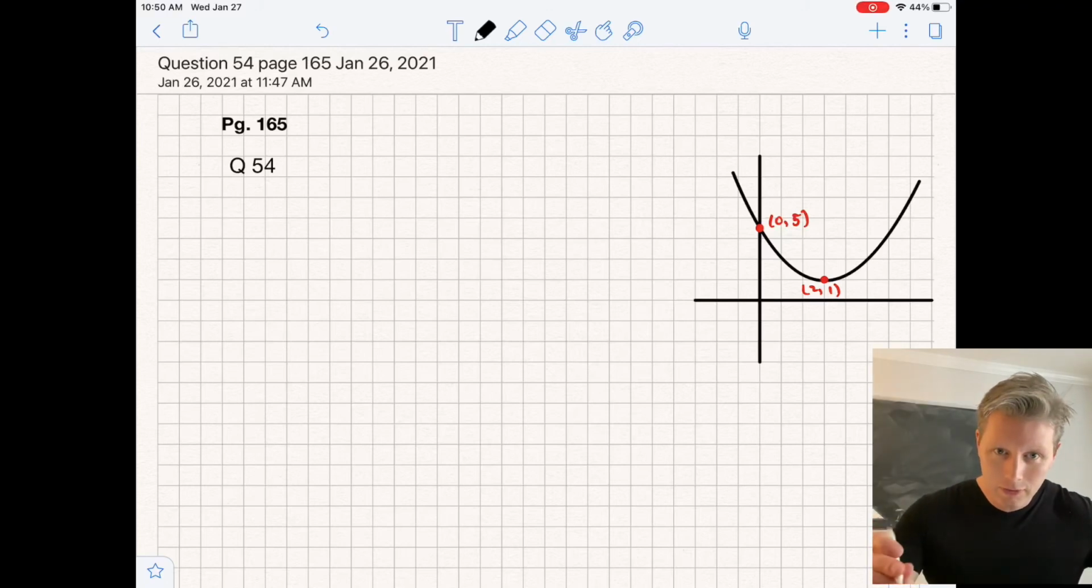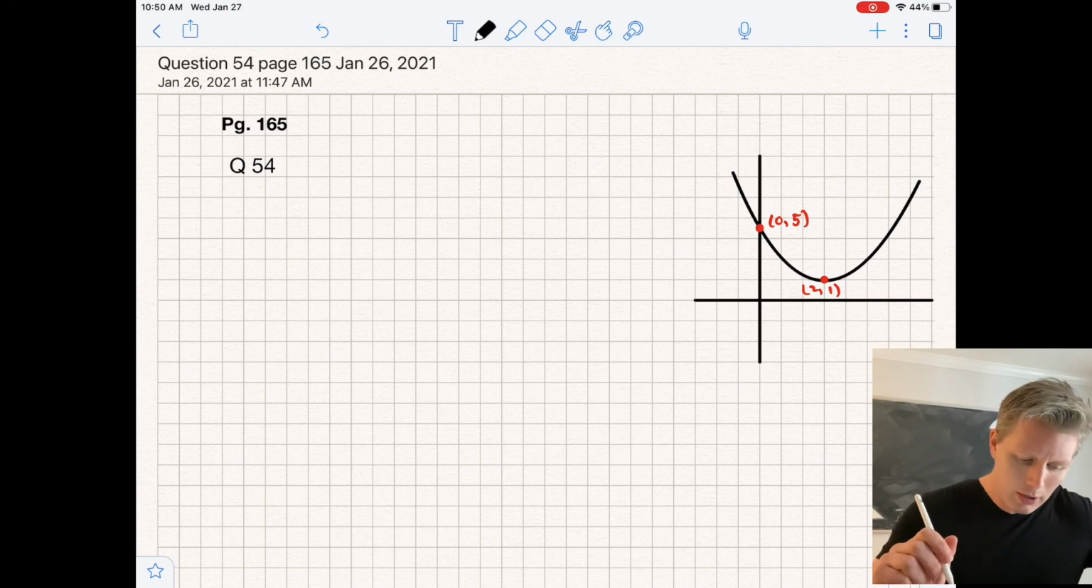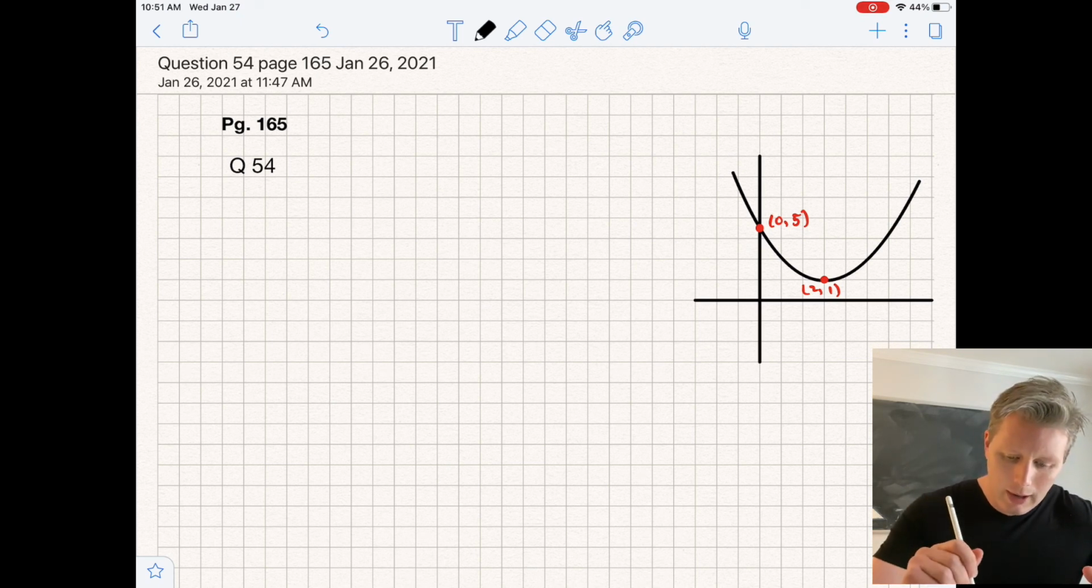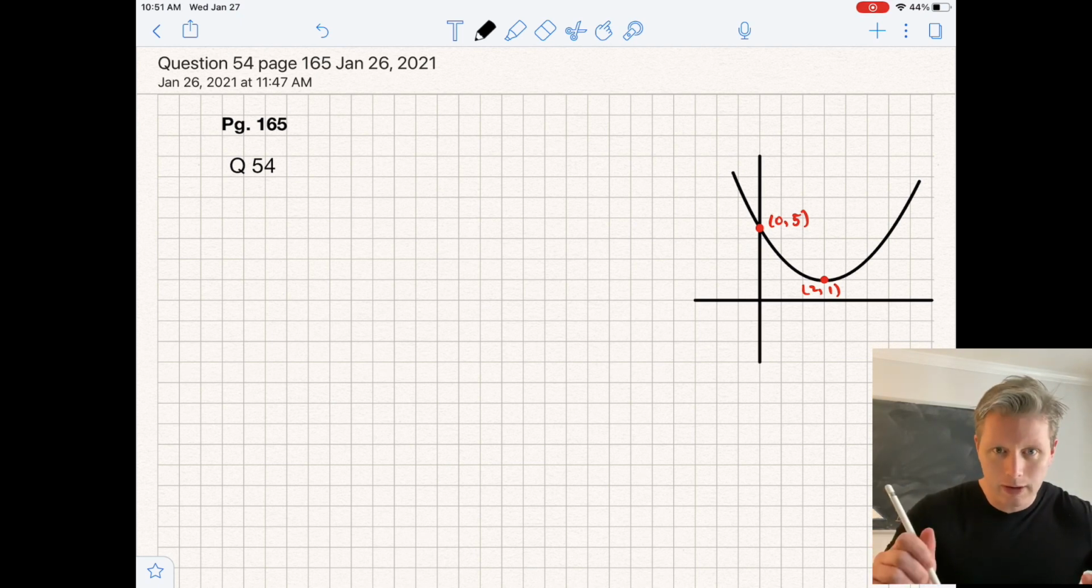All right, guys, so in this video, I'm going to solve this problem right here. In this problem, I'm given the graph of a quadratic function, and I'm given 2 points on that graph. And what I'm asked to do is to determine what the actual function of this graph is. What is the quadratic function?